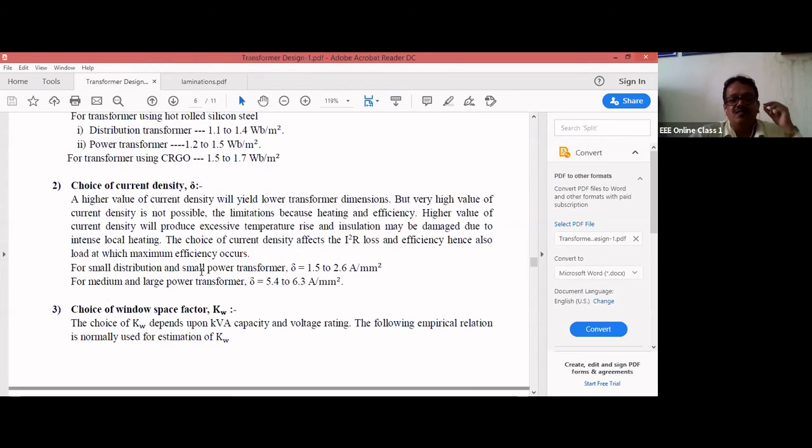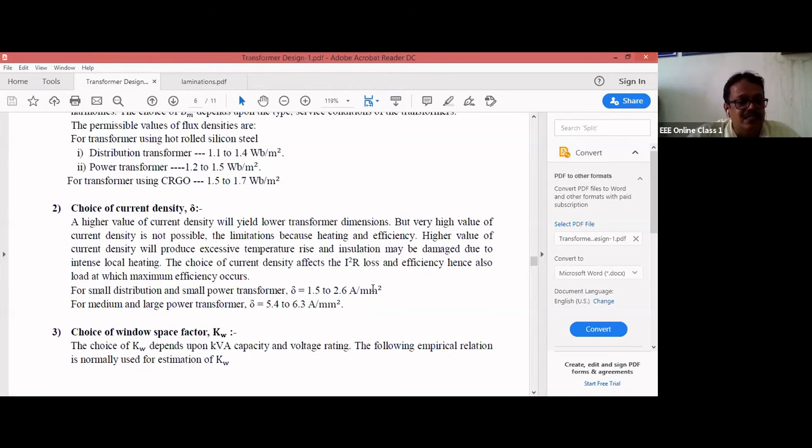So likewise, for distribution and small power transformer, current density is 1.5 to 2.6 ampere per mm square. For medium and large power transformer, it lies between 5.4 to 6.3 ampere per mm square. This is regarding the choice of current density and the choice of your maximum flux density.